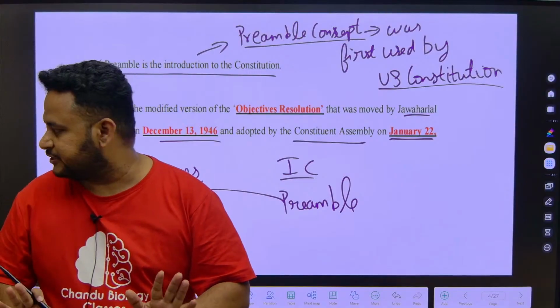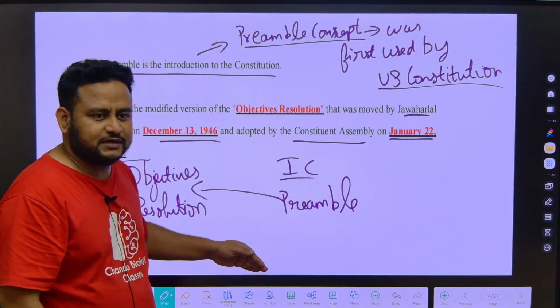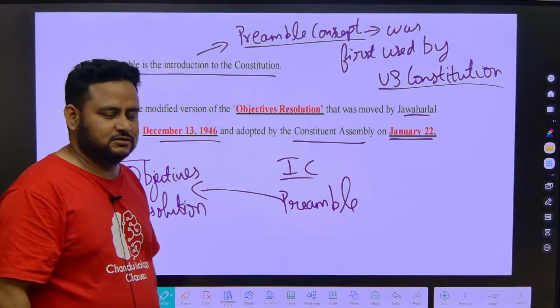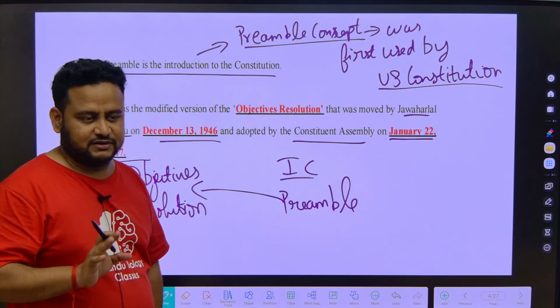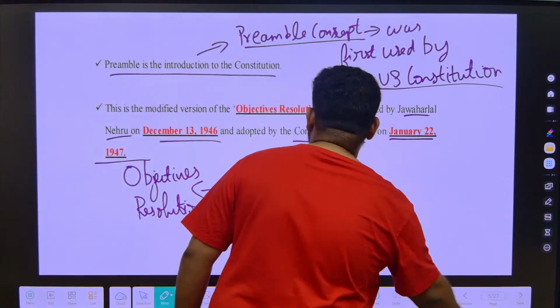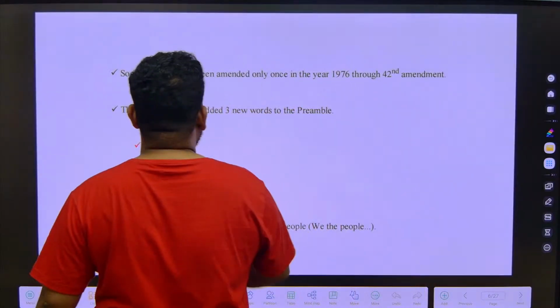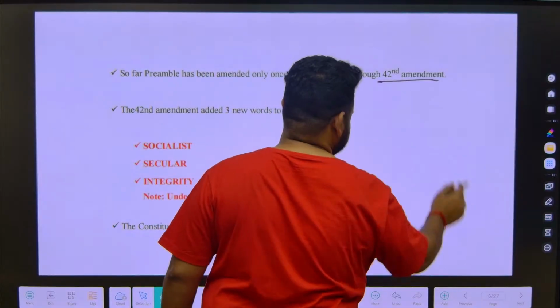Did you get the clarity? So this is what happened. This is how the Preamble came into being on January 22nd, 1947. If they ask when it was adopted: January 22nd, 1947. This is the thing you have to remember. Next, so far the Preamble has been amended only once, in the year 1976, through the 42nd Amendment.